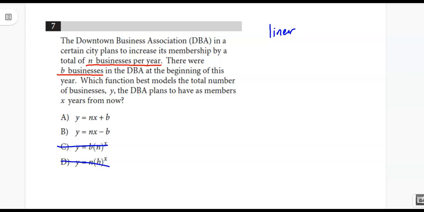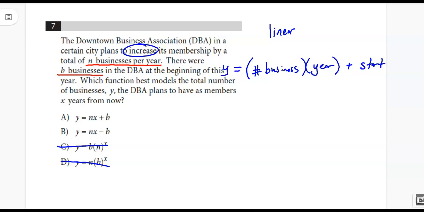And then the key phrase here is increase its membership. So let's look at this. We take the number of businesses and we're going to multiply that each year, plus whatever we started with. And that should give us our total Y. So let's plug in the values. Our total is going to be the number of businesses, which is N, multiplied per year. And it says right here that X represents the years. And then what we started with is B. If you're not sure, you could actually just pick some numbers and see if it works.